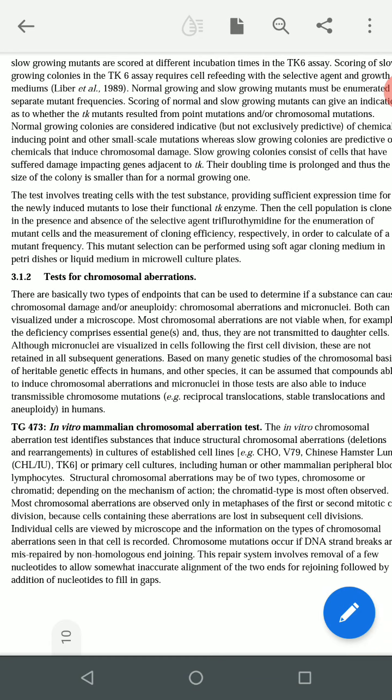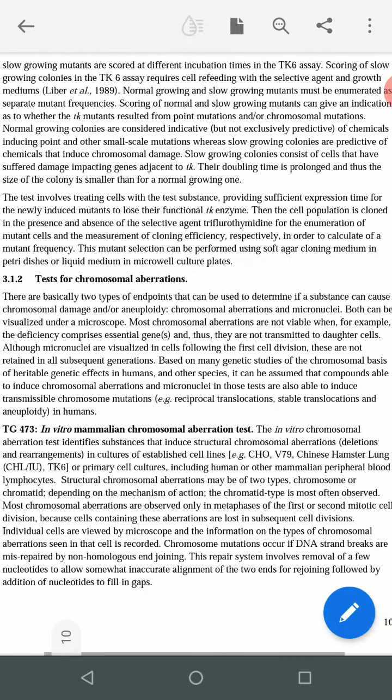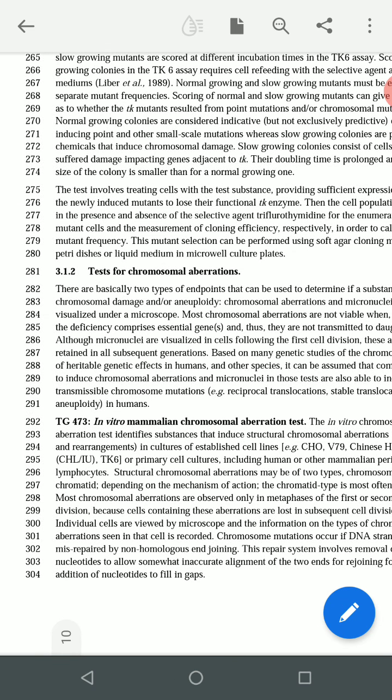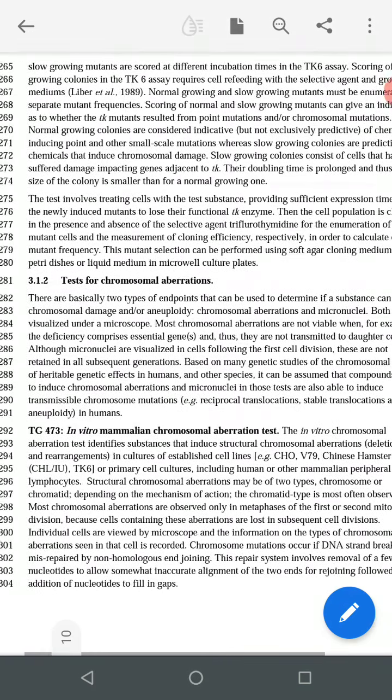Based on many genetic studies of the chromosomal basis of heritable genetic effects in humans and other aspects, it can be assumed that compounds able to induce chromosomal aberrations and micronuclei in those states are also able to induce transmissible chromosomal mutations. Transmissible chromosomal mutations are nothing but reciprocal translocations, stable translocations, and aneuploidy.